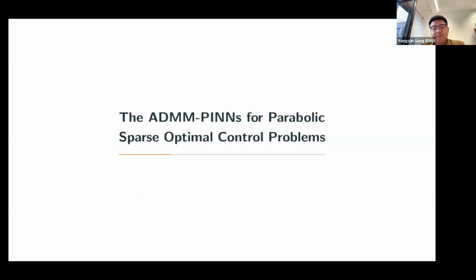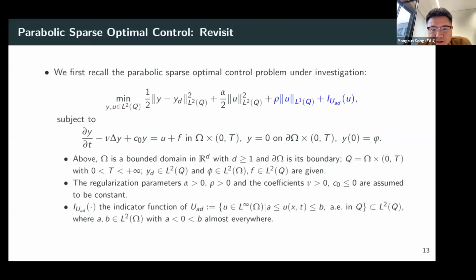Okay, so first is the ADMM-PINNs for the parabolic sparse optimal control problems. We first recall the parabolic optimal control problem we investigated. If there were no last two non-smooth terms, we could apply PINNs to solve the resulting smooth optimal control problems directly, right? There's no problem. But here, the nonsmooth terms are coupled in the problem.